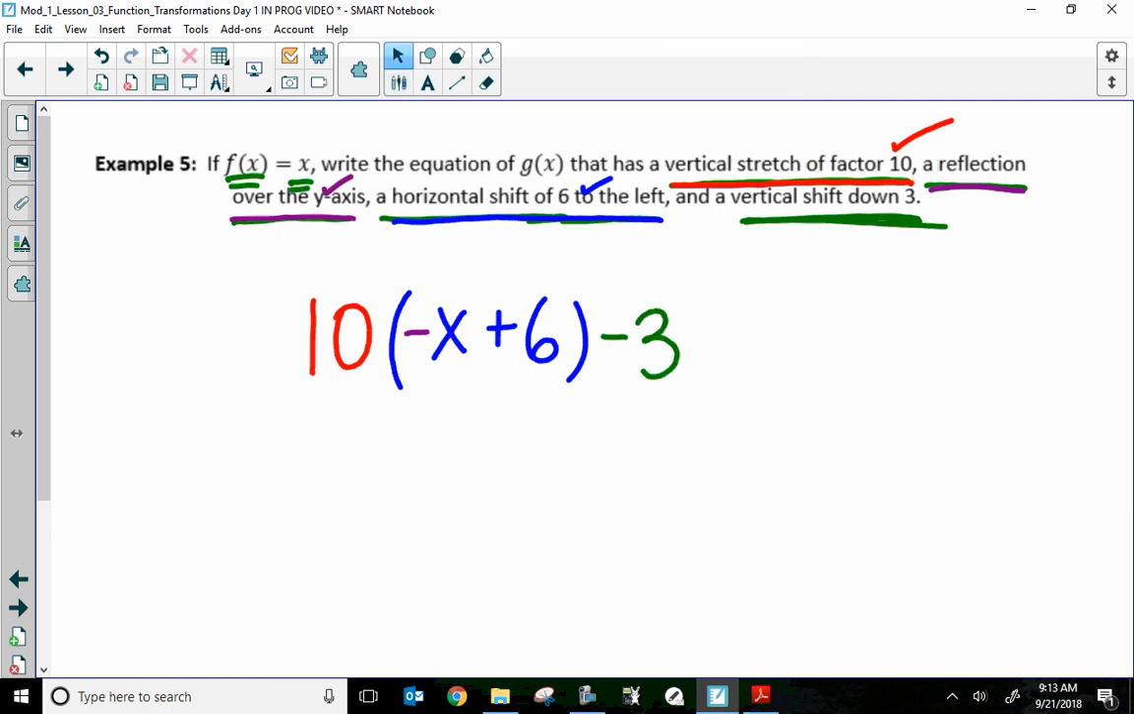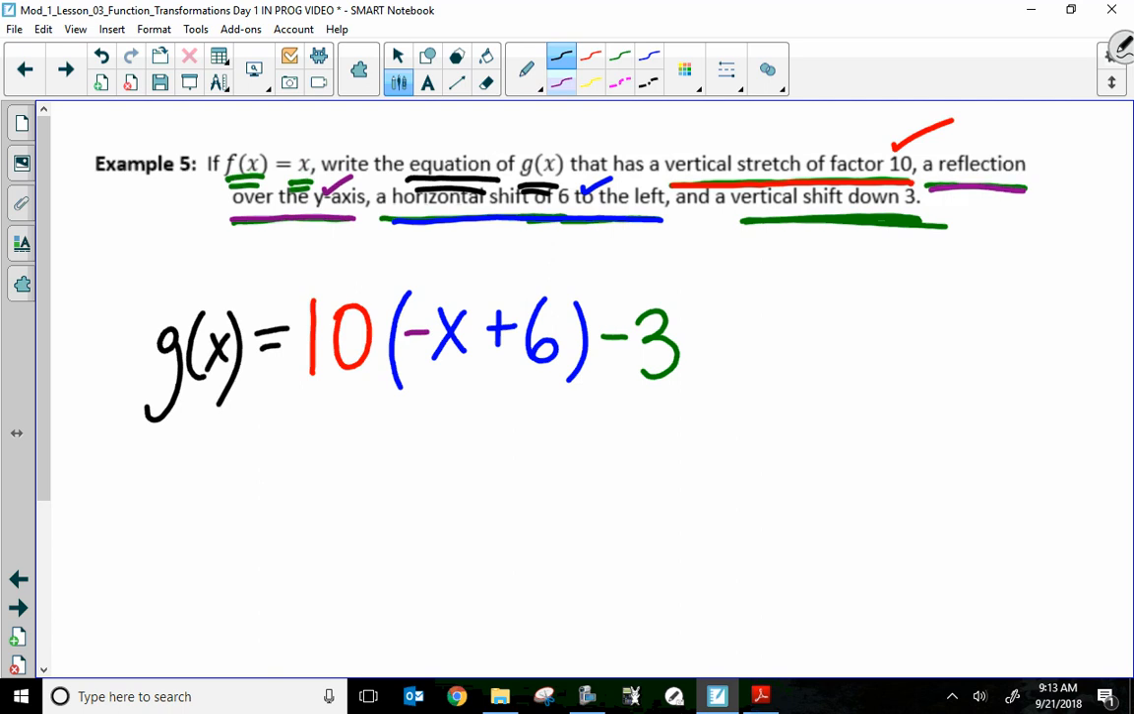So I subtract 3. And because they want me to say it as g of x, I want to write an equation. The equation needs an equal sign. That was cool, y'all. You see what we can do when we know our rules about transformations?